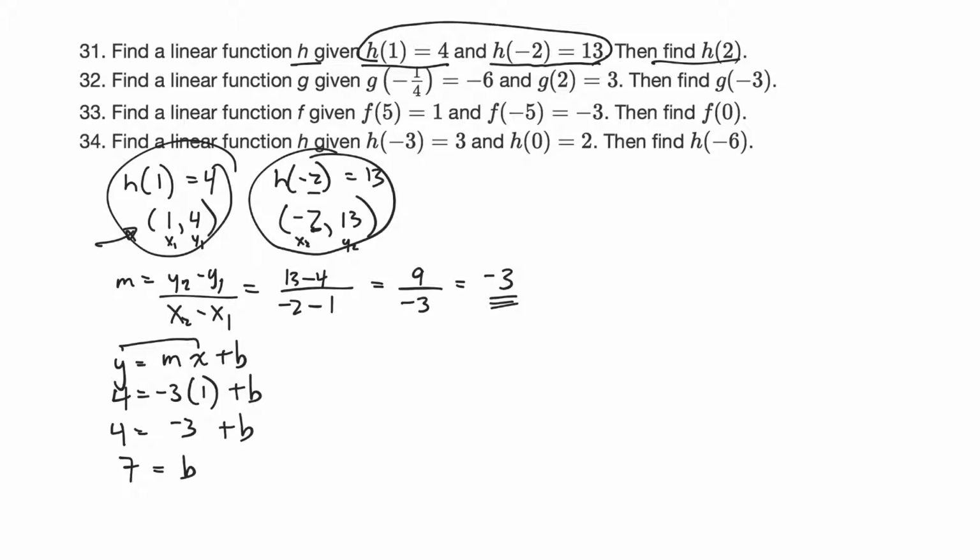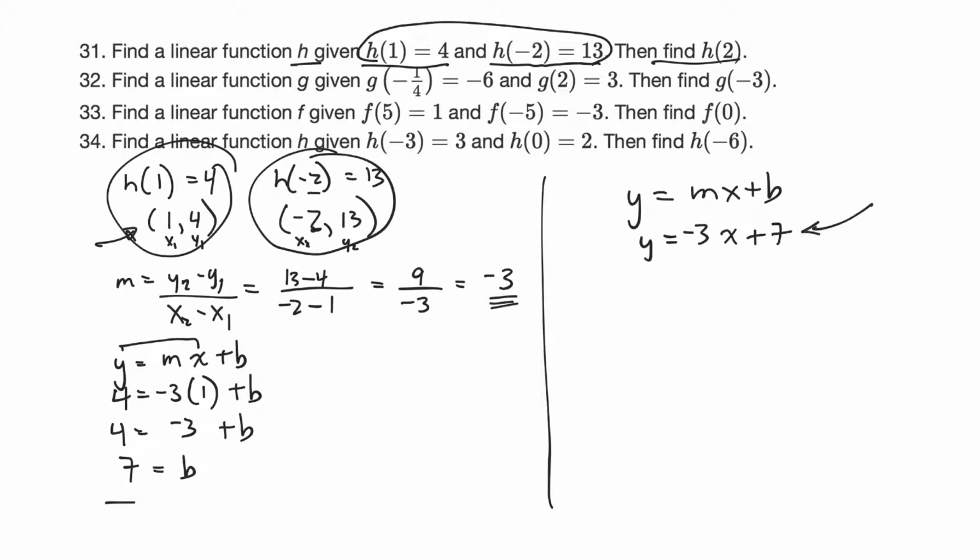So the equation of my line then is y is equal to mx plus b. I know my slope is negative 3, and I know my y-intercept is positive 7. So here's the equation of the line. If you wanted to write it as a function, you could say h of x is equal to negative 3x plus 7.